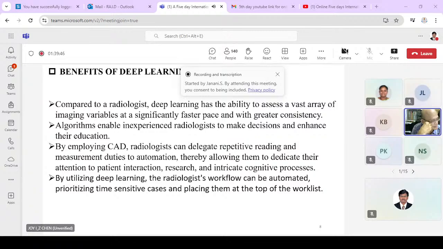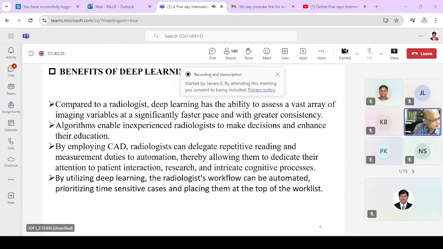And the third one, by employing deep learning, radiologists can delegate repetitive reading and management duties to automation, thereby allowing them to dedicate their attention to patient interaction, research, and intricate cognitive processes. Also, by utilizing deep learning, the radiologist workflow can be automated, prioritizing time sensitive cases and placing them at the top of the worklist.